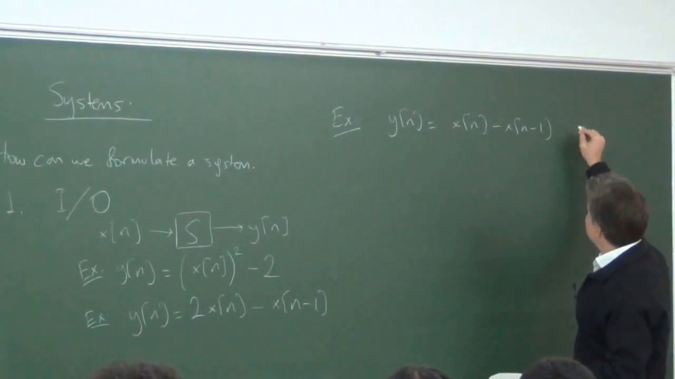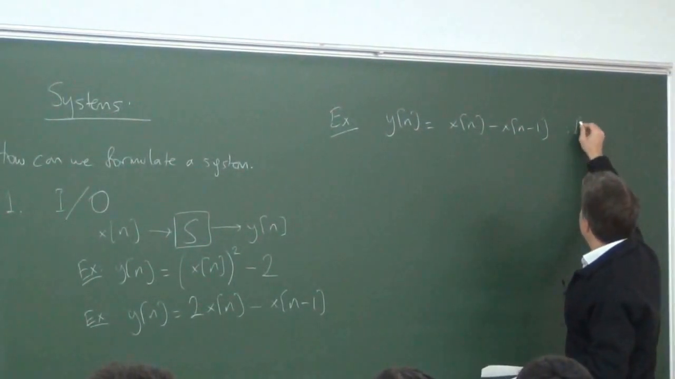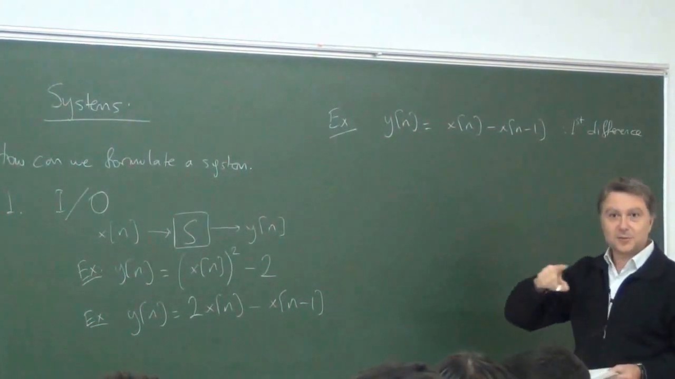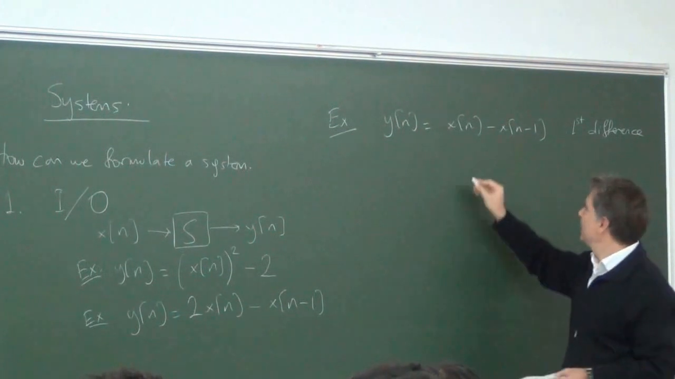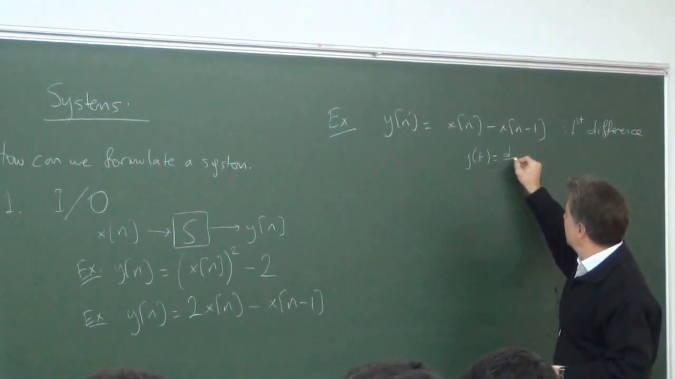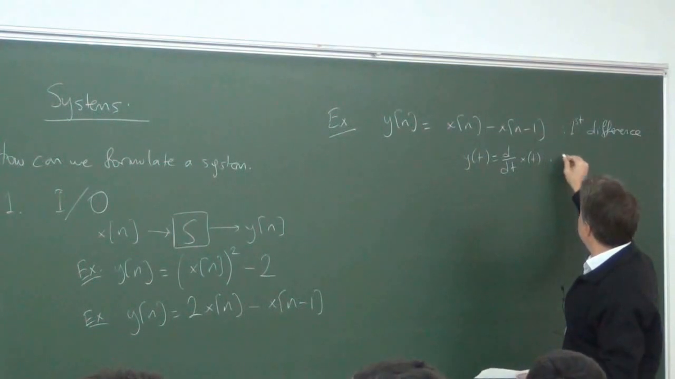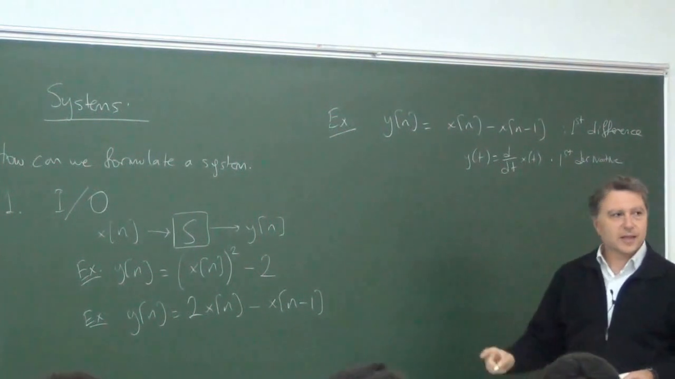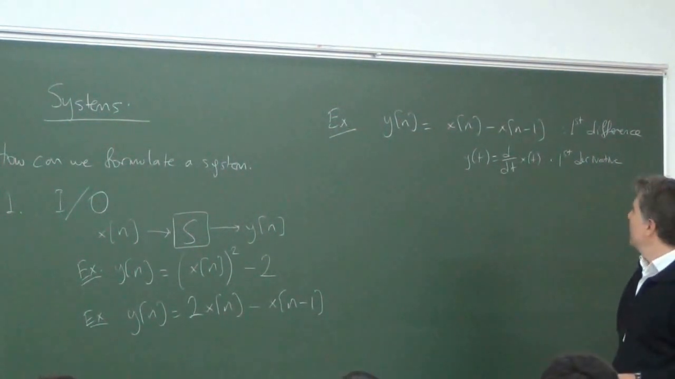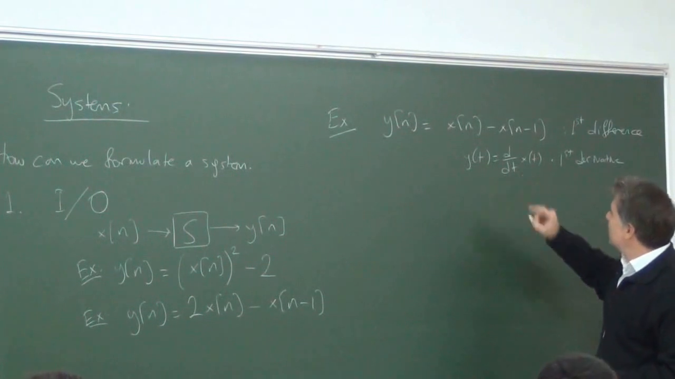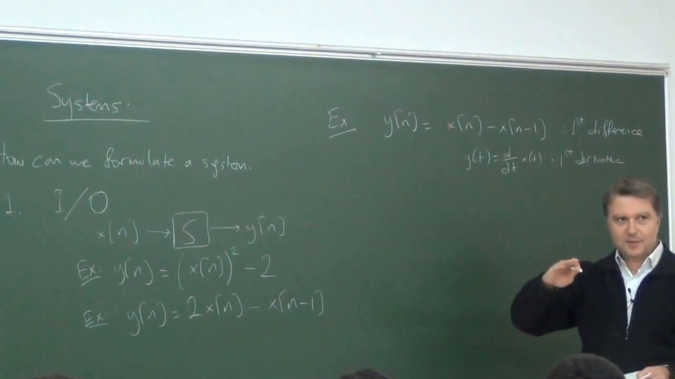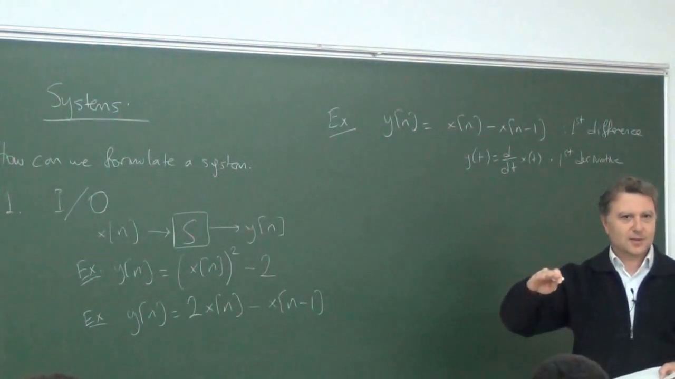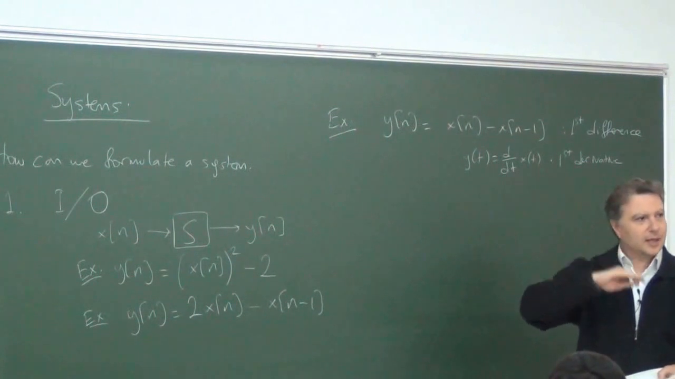This has a specific name, by the way. This is the first difference. Instead of the first derivative, which is d by dt of x of t, this is the first derivative. But they have some similarities. For example, if your signal is constant, if it doesn't change, we know that the derivative is 0, right? For a flat function. Because the derivative will give you the slope.